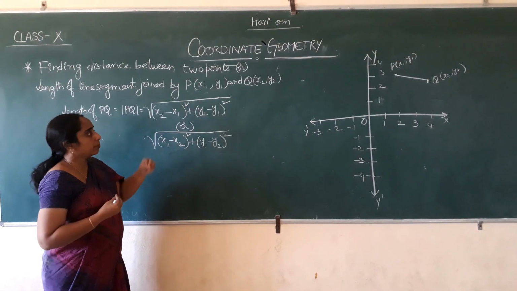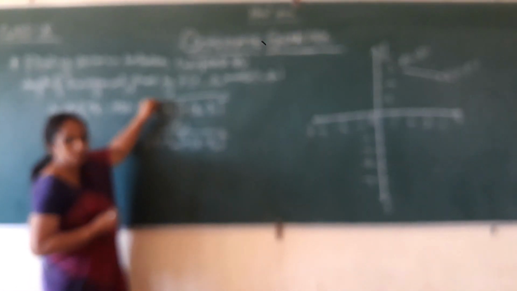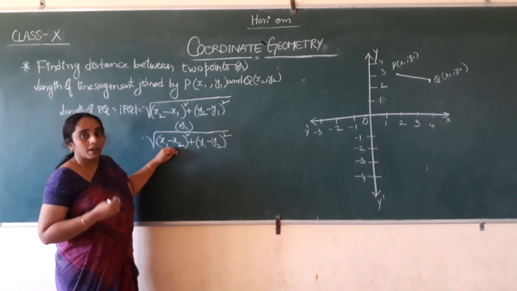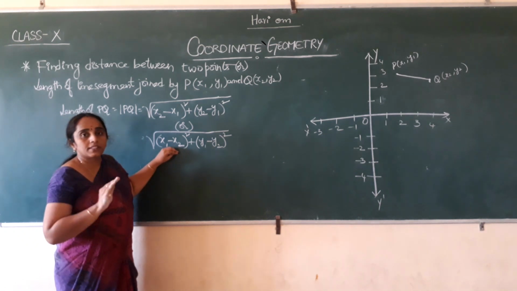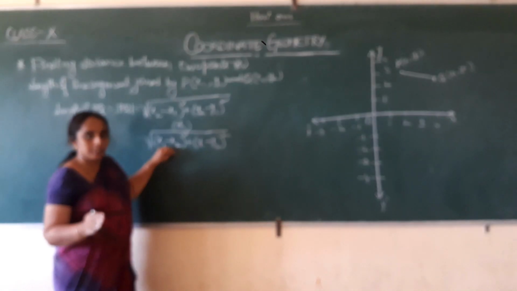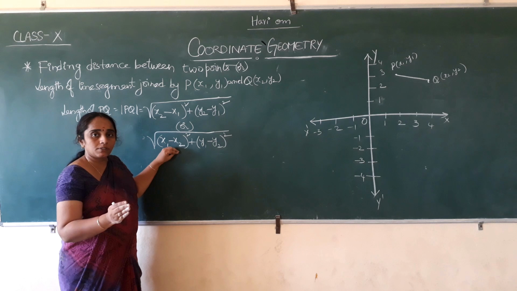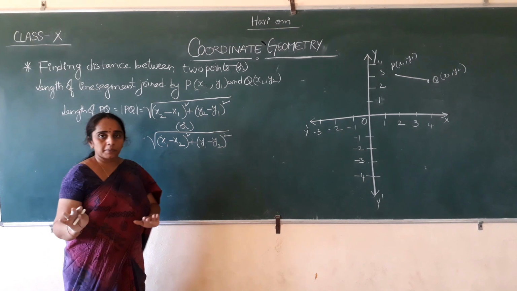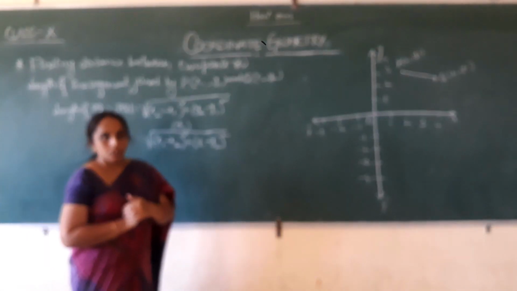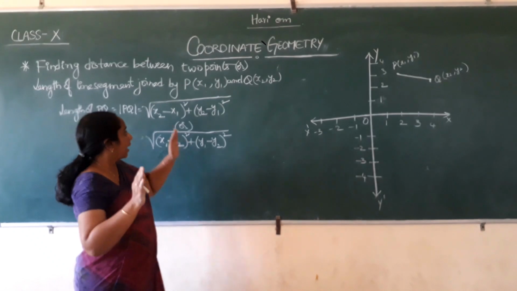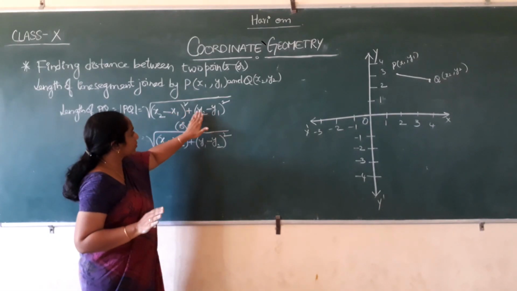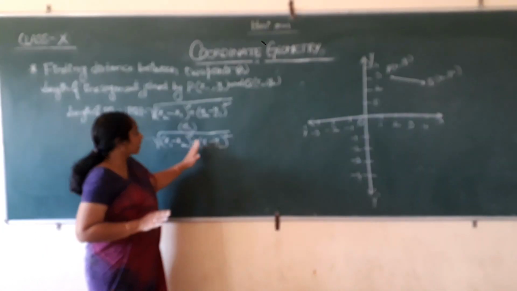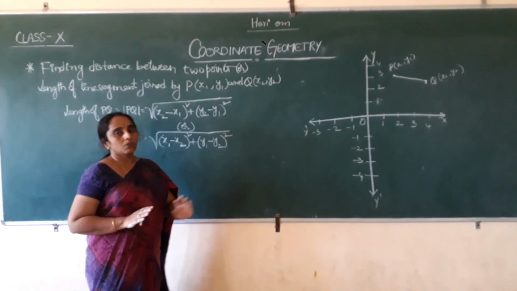If we get a positive value by subtracting in one order, then in the other order we get a negative. But we can't get any change in the result. Why? Because either it may be positive or negative, and by squaring we get the same positive value only. So we can use either (x2 minus x1) whole square plus (y2 minus y1) whole square, or (x1 minus x2) whole square plus (y1 minus y2) whole square.